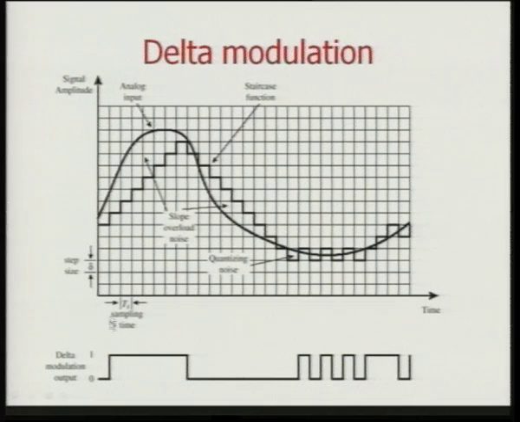So, if you sample it over here, you will find that the delta modulation output will be like this. From here, the previous value was 0, a low value, and the next sample is at a higher value. So, now the delta modulation output is 1. Again the next value is also higher than the previous sample, so again the value continues to be 1.